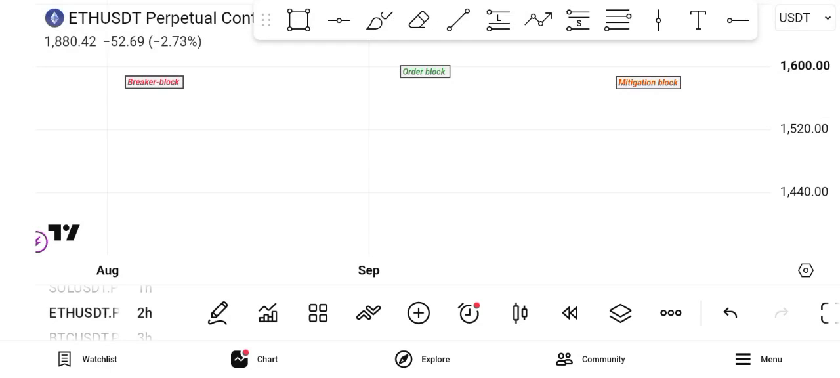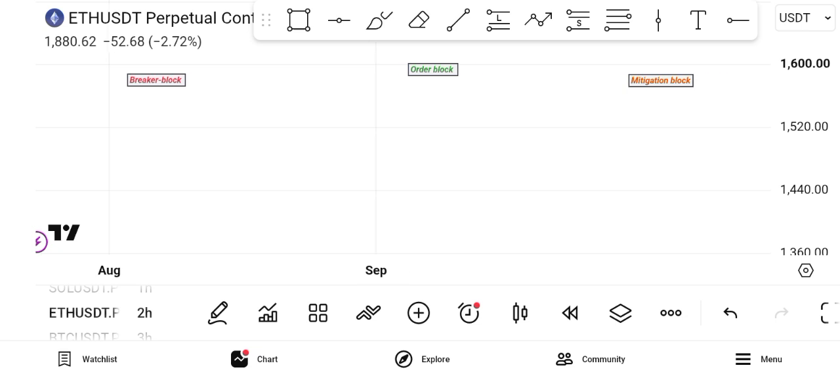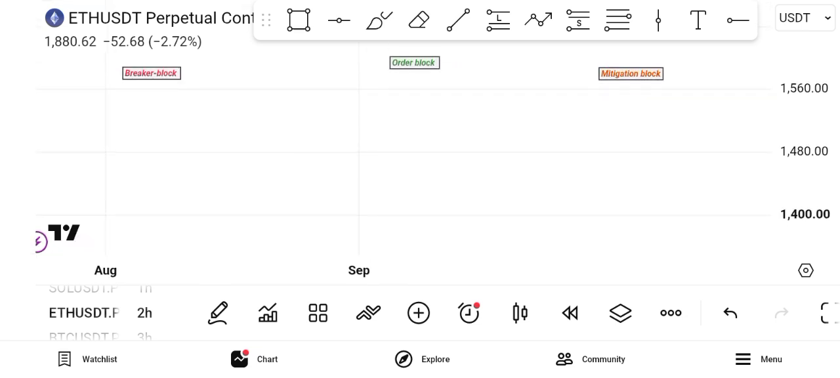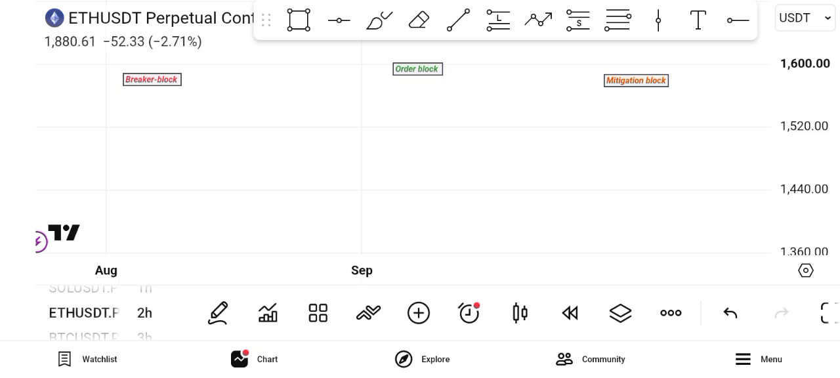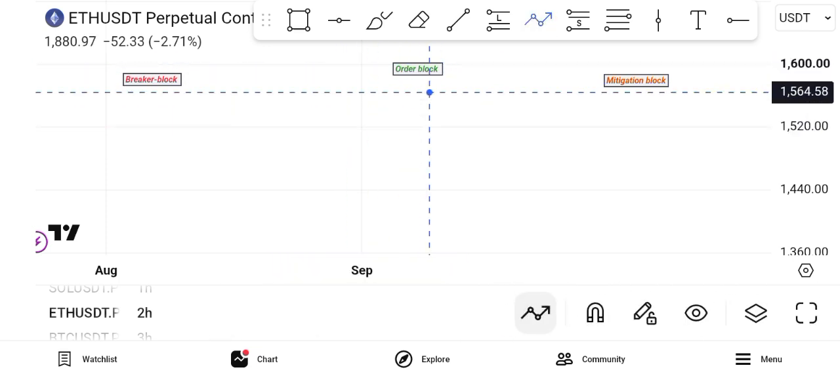In this video, we're going to be talking about breaker blocks, order blocks, and mitigation blocks. I'm going to be going deep into the understanding of these blocks, so that when you see them on the chart, you recognize them immediately. We're going to start with the order block.